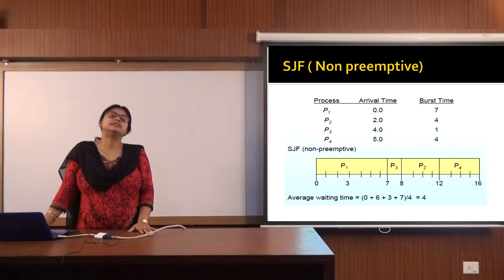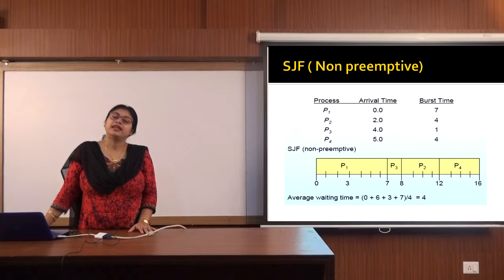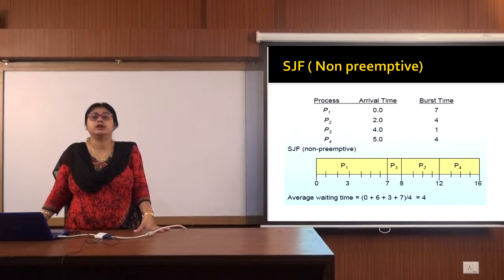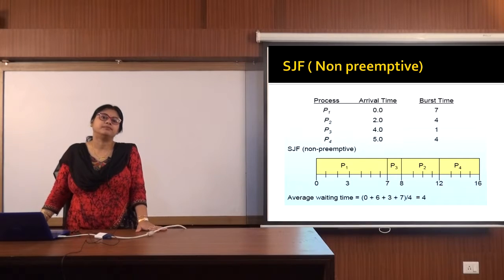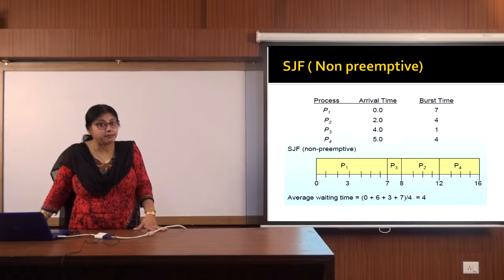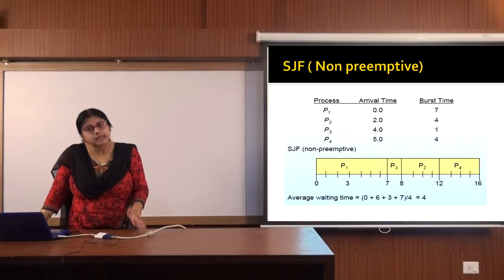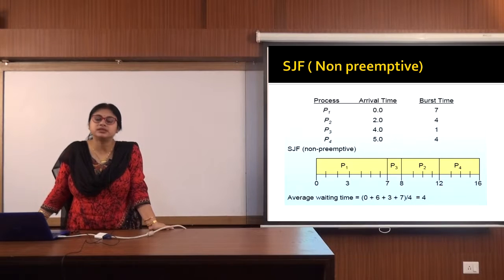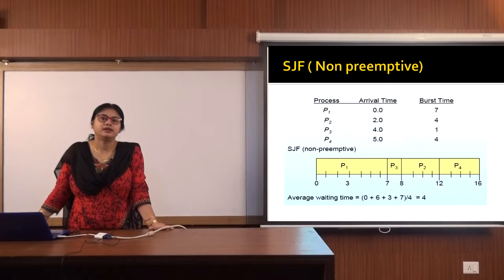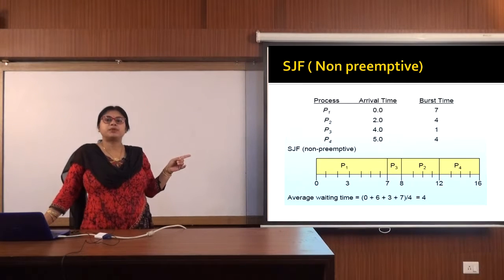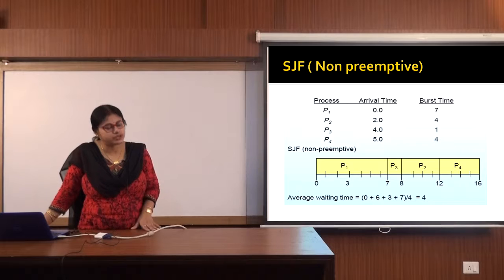Now the next thing is that we have to find the average waiting time. So for process P1, what is the waiting time? Process P1 arrived at 0 millisecond time period and it starts its execution at 0 millisecond time period. So it is not waiting for anybody. That means its waiting time is 0. That is written here. For process P1, the waiting time is 0.